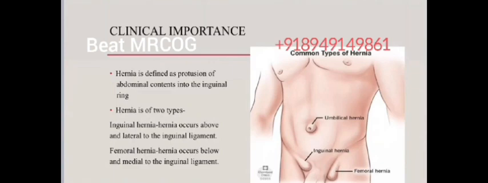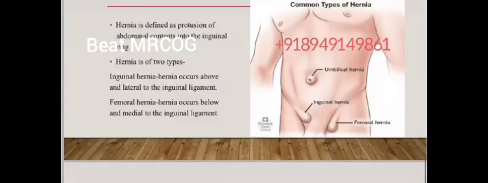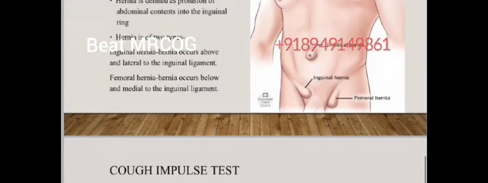Can anybody tell me in which region the inguinal hernia occurs and the femoral hernia occurs? You have to know that an inguinal hernia occurs above and medial to the inguinal ligament, while a femoral hernia occurs below the inguinal ligament. And there are many other hernias, that is umbilical hernia, Maydl's hernia, and Richter's hernia.